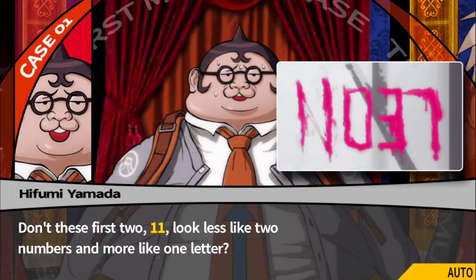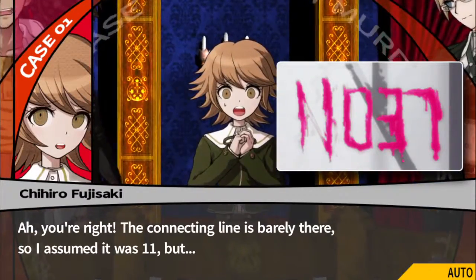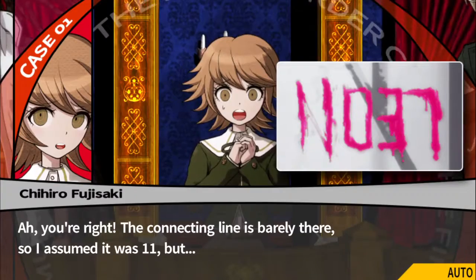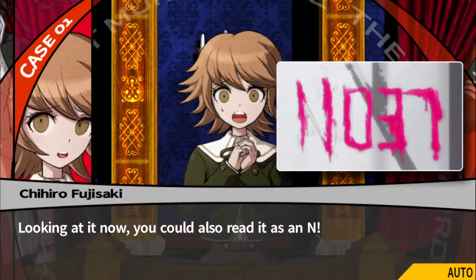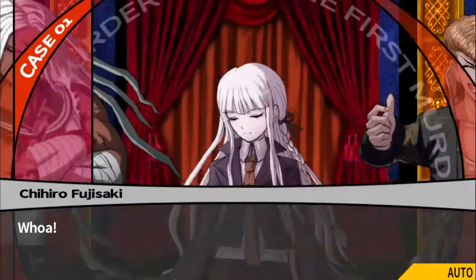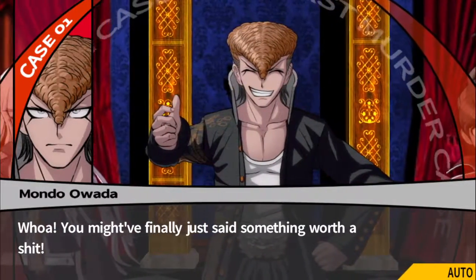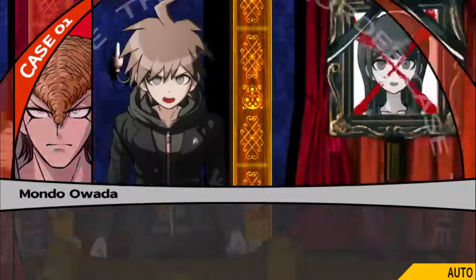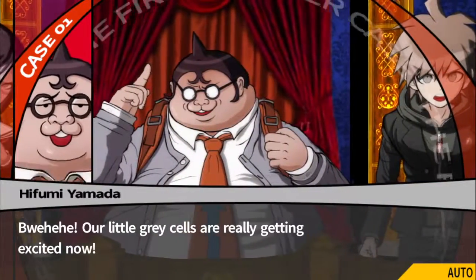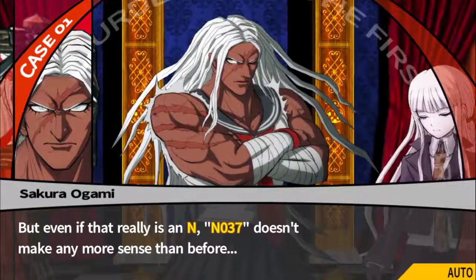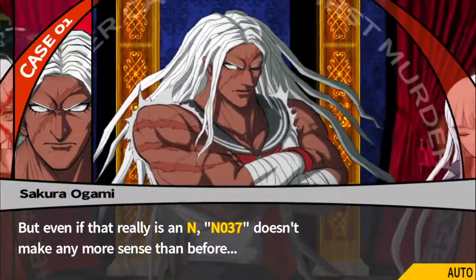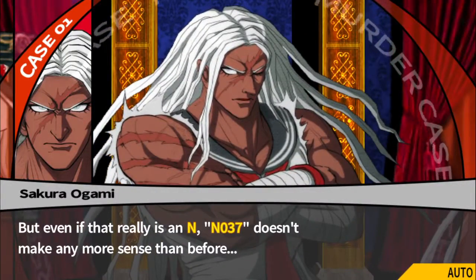Don't these first two, 1-1, look less like two numbers and more like one letter? Ah, you're right. The connecting line is barely there, so I assumed it was 1-1, but looking at it now, you could also read it as an N. Whoa, you might have finally just said something worth a shit. Our little gray cells are really getting excited now. But even if that really is an N037, doesn't make any more sense than before.